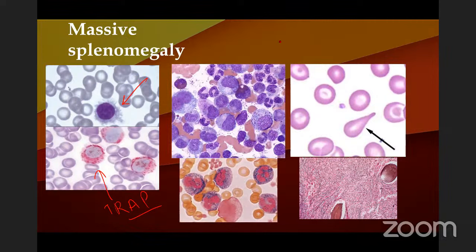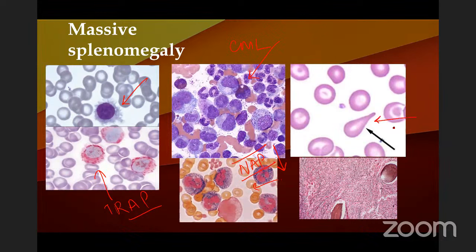Now, this is your garden party appearance, where you can see all the shift cells together. This is your CML, which can present with massive splenomegaly, but it will have leukocytosis. And remember, the stain that we use for CML is NAP, neutrophil alkaline phosphatase. NAP is usually reduced in CML, but whenever CML is progressing into accelerated phase or blast phase, the NAP can increase.